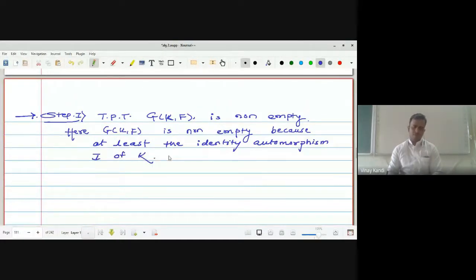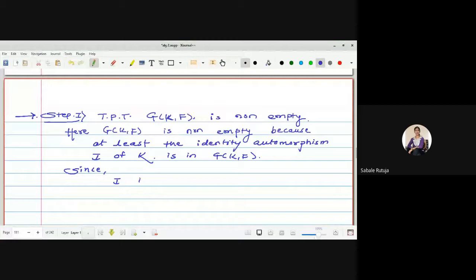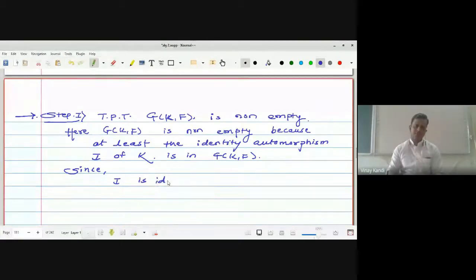Is it correct? G_K(F) is non-empty because at least the identity automorphism I of K is in G_K(F). Okay, why? What is the reason? Since I is the identity mapping of K.